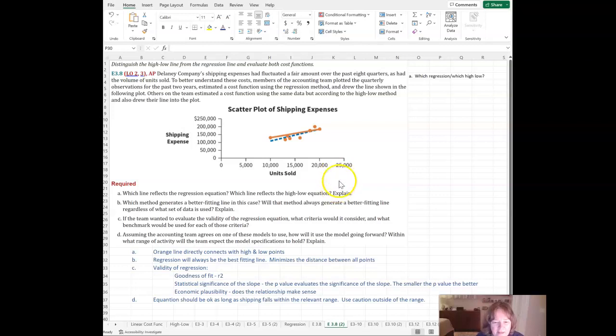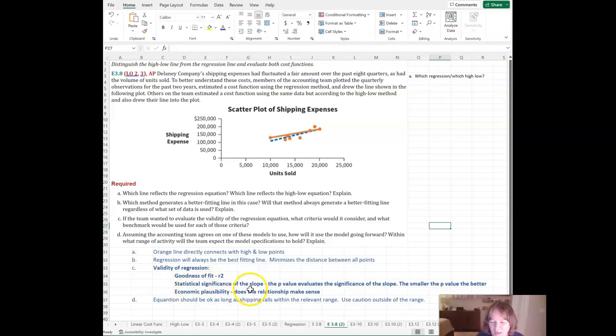Okay. And then the next question is that the team wanted to evaluate the validity of the regression equation. What criteria would it consider? So this is the important part right here, the validity of the regression. All right. First of all, goodness of fit. We would take a look at the R squared. All right, that would tell us how much of the variance is explained by the model. And then we'd look at the statistical significance of the slope.